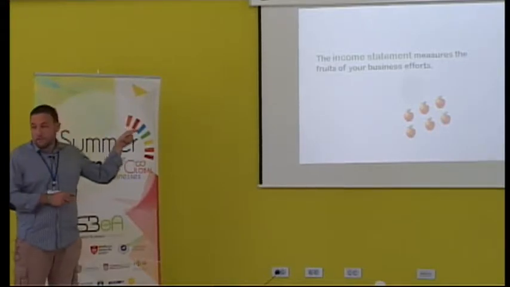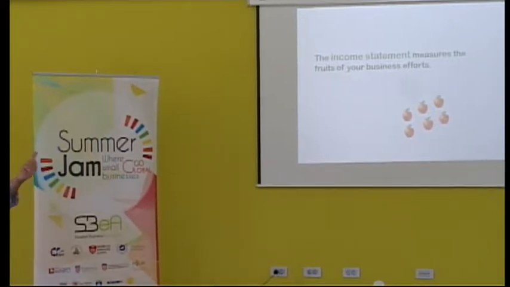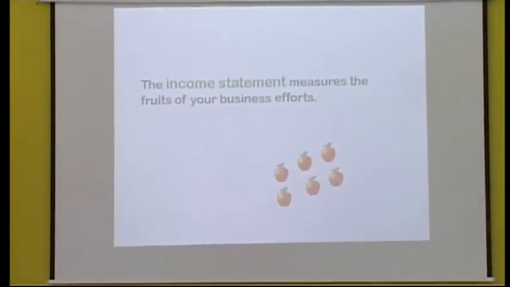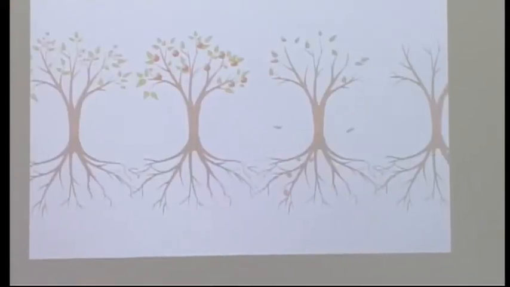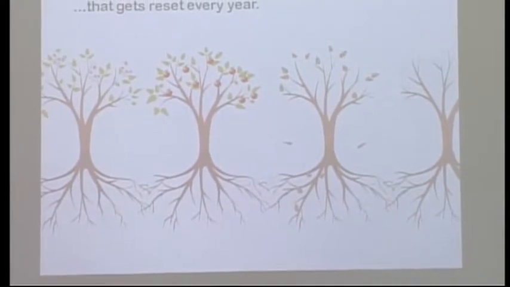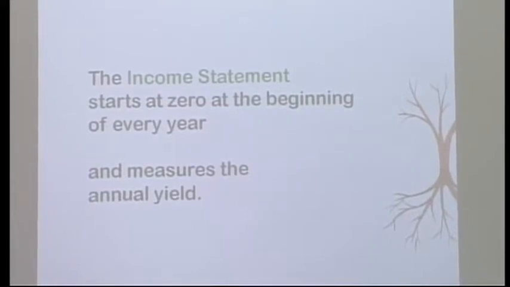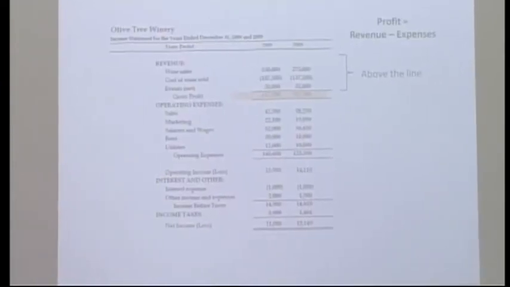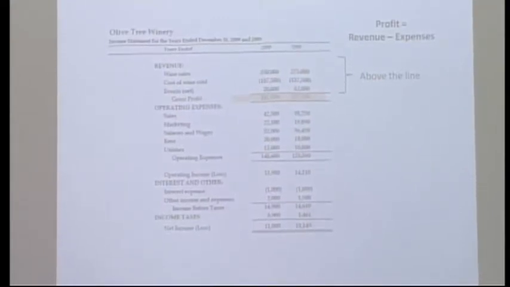The first financial statement is the income statement, or profit and loss statement. The income statement measures the fruits of your business efforts. Like a tree, your business produces an annual yield that gets reset every year. The income statement, or profit and loss statement, starts at 0 at the beginning of every year and measures the annual yield. Here we have one example of an income statement or profit and loss statement.